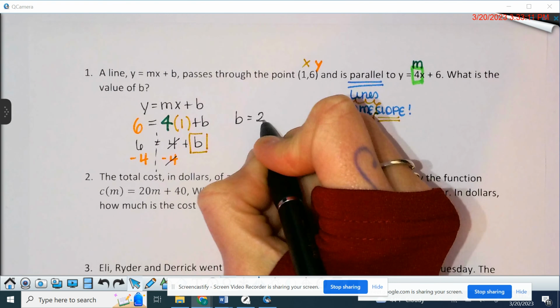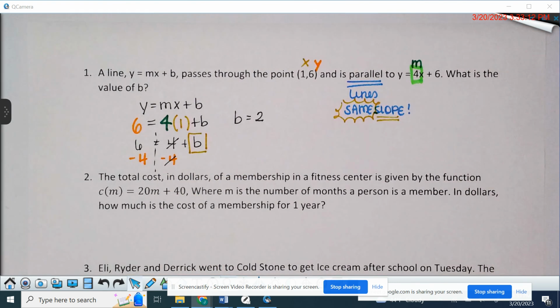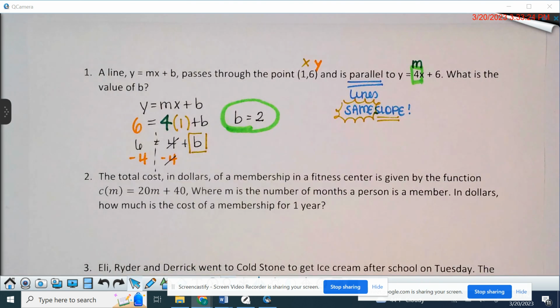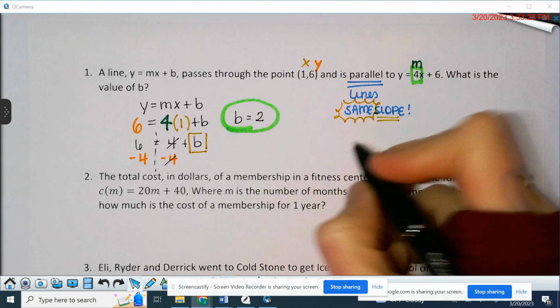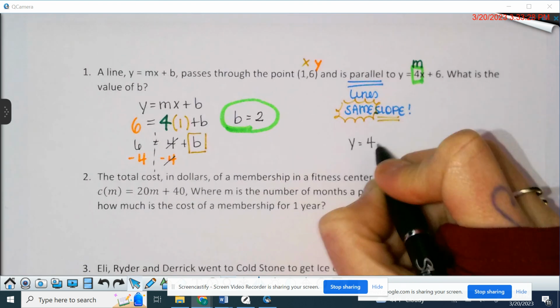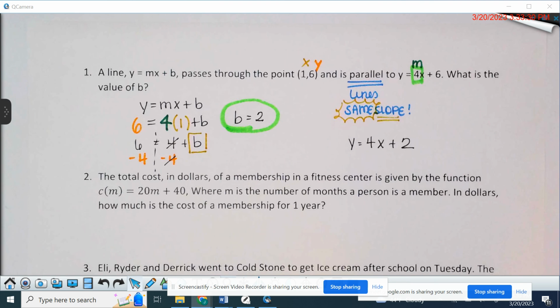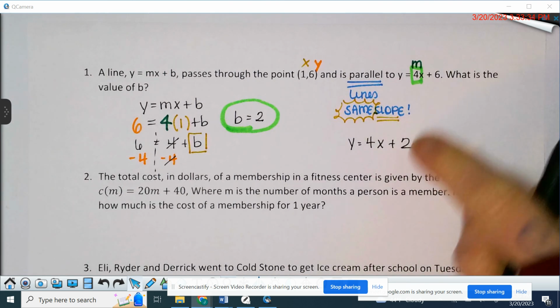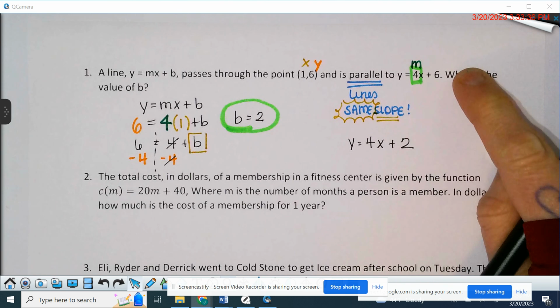And in this question, all the question asks is what is the value of b in the line parallel to the previous. So we just answered it. The answer is 2. So this is the answer to our question. The line that is parallel that we just wrote would be y equals 4x plus 2. And the slopes are the same. The only thing that changes is our y-intercept. We used our point to plug in.